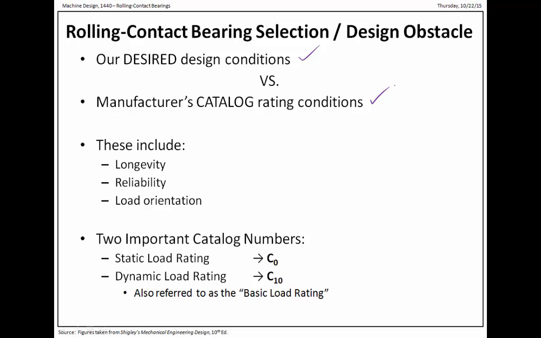So you want to make this apples to apples comparison. We want to convert their numbers into our numbers, or our numbers into their numbers, so we can make a real comparison. The things we need to change are the longevity, how long we want our bearings to last, how reliable we want them to be, and the kind of load we're going to have versus what was given in the catalog. The two catalog numbers given most often are the static load rating and the dynamic load rating. We'll see what this C10, that's the most important one, means in a minute. But these are often called the basic load rating.